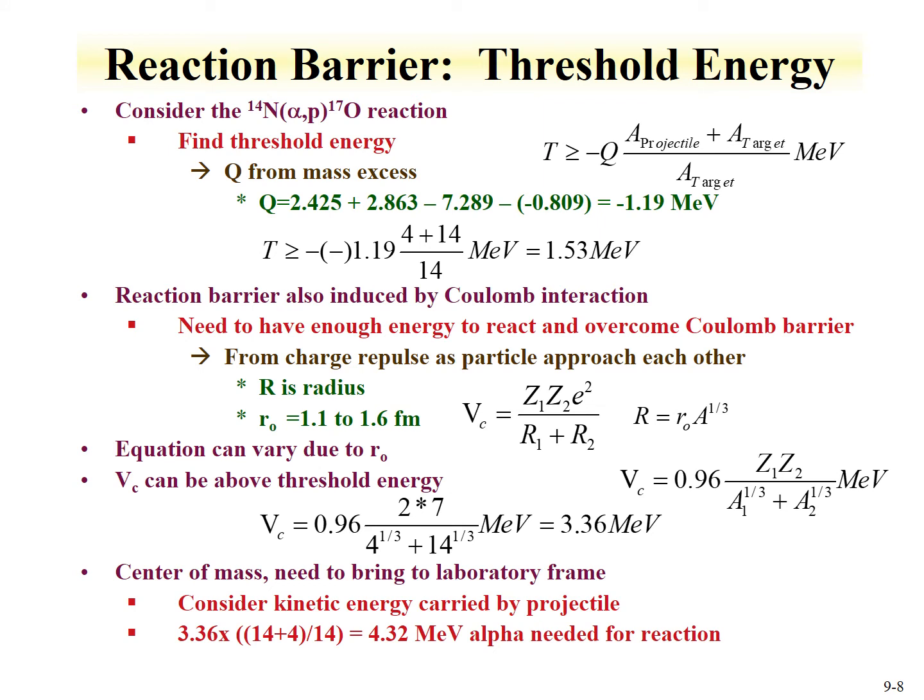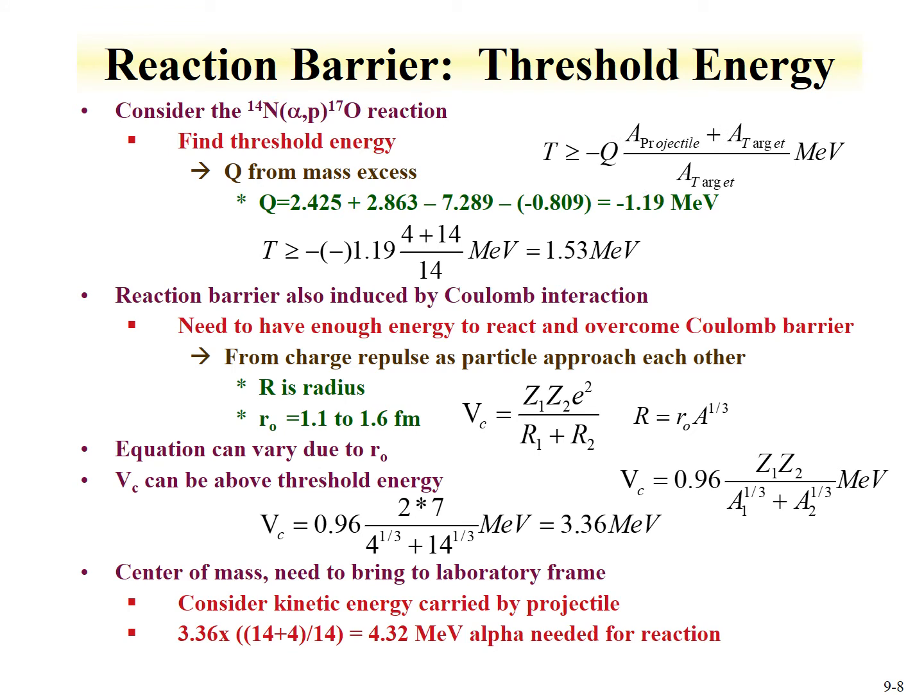Using what we've just discussed, we can evaluate the threshold energy for this Rutherford reaction. Our reaction is listed here. Let's take our terms and put them into our threshold energy. Our Q value is listed here, projectile, target. This equation is transformed. The terms are listed here, and we get 1.5 MeV for the threshold energy. Now this is just the minimum energy for the reaction to occur, and it doesn't account for the Coulomb barrier.